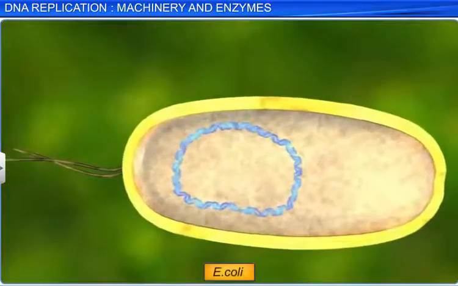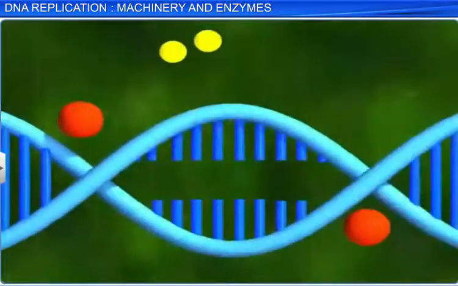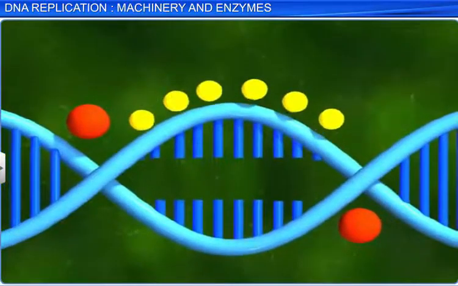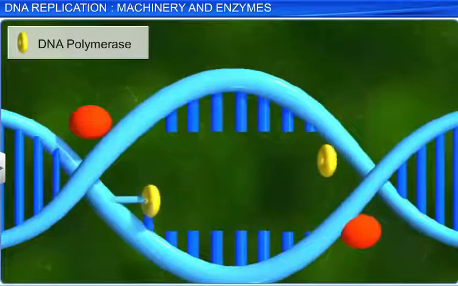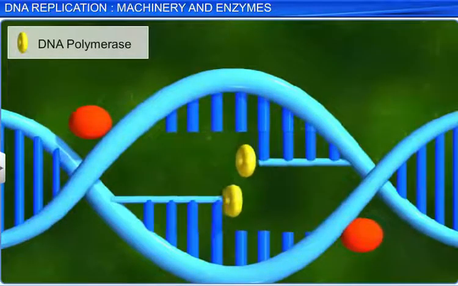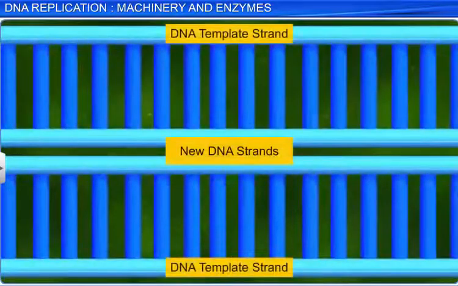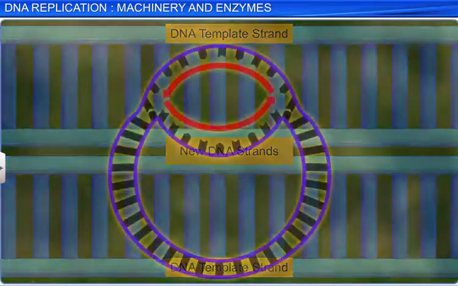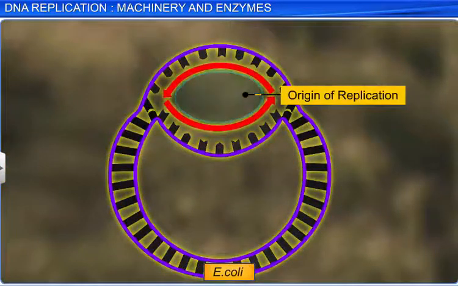In a cell, DNA replication begins at a specific point. For example, the bacteria E. coli has a definite region where the DNA replication originates. Such a region is known as the origin of replication.